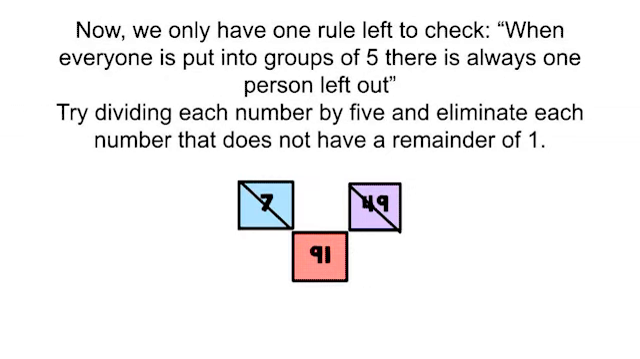Back to our problem. We've eliminated the same exact numbers in the last 2 steps. We only have one rule left to check. When everyone is put into groups of 5, there is always one person left out. So, just like last time, divide each number by 5, keep track of the remainders, and cross out any number that doesn't have a remainder of 1. That leaves us with only one number, 91. So we should invite 91 people to our event.